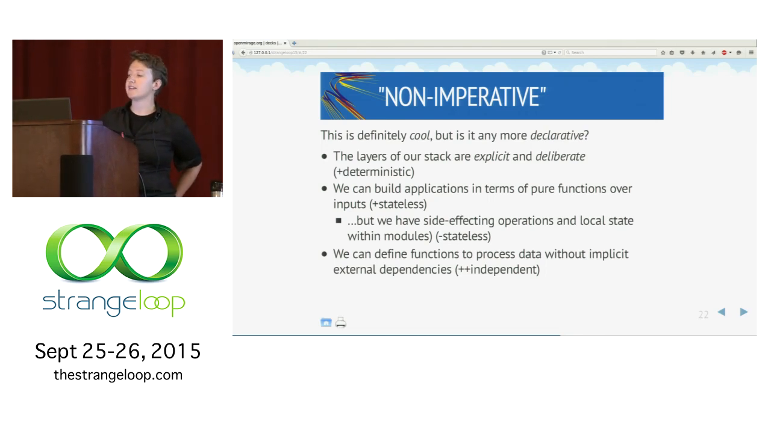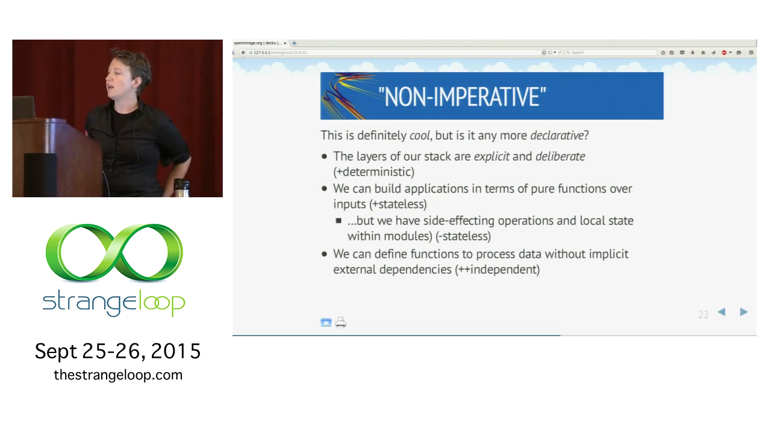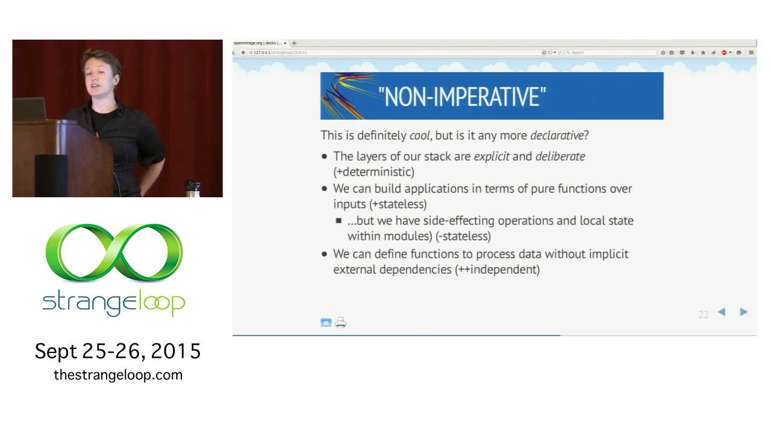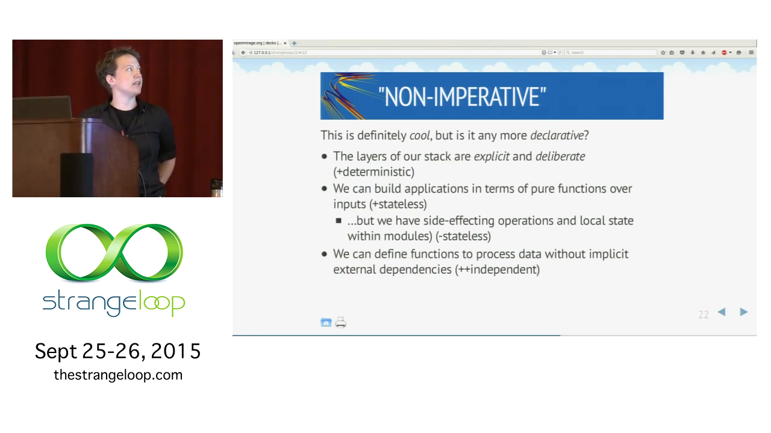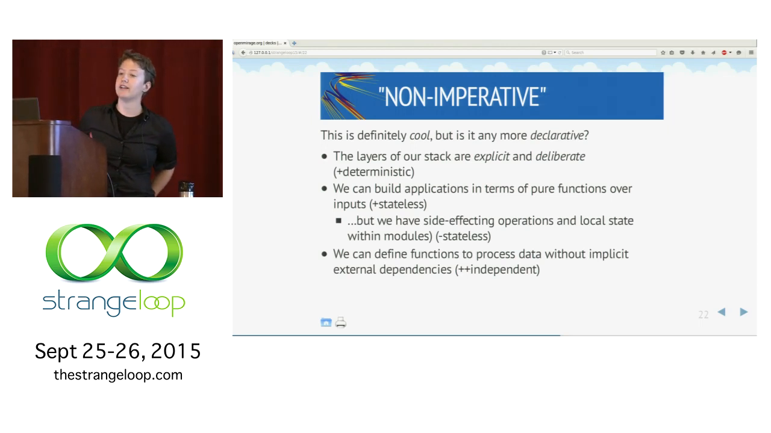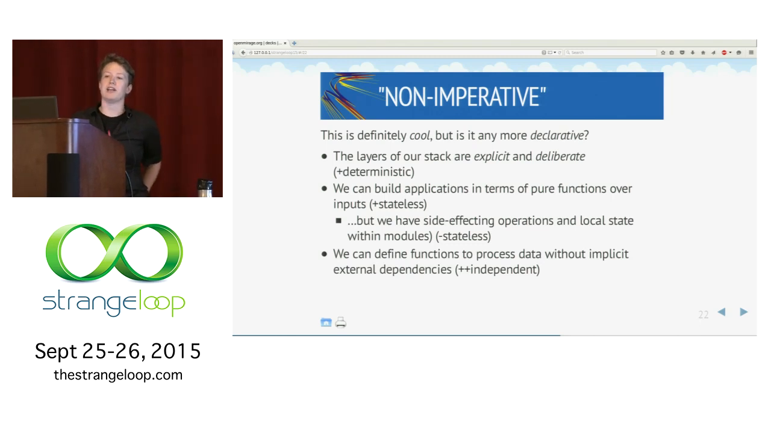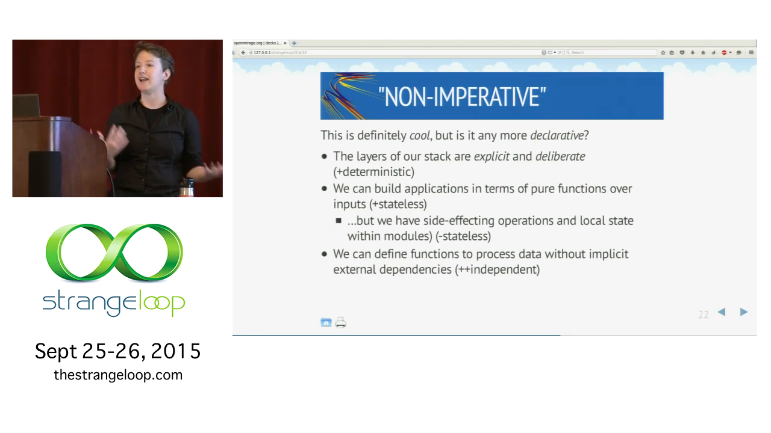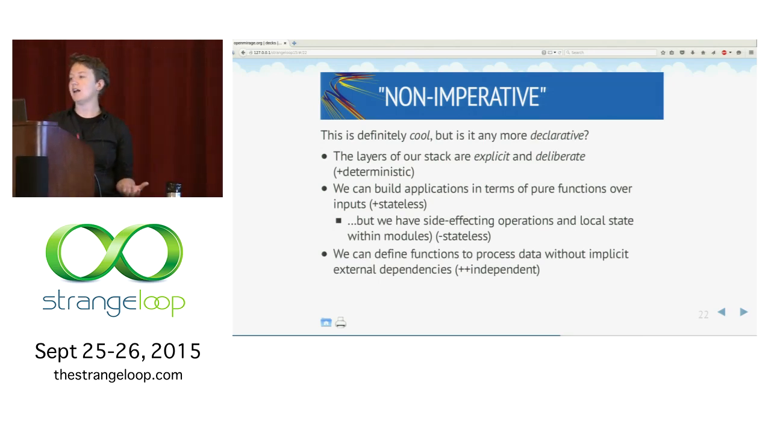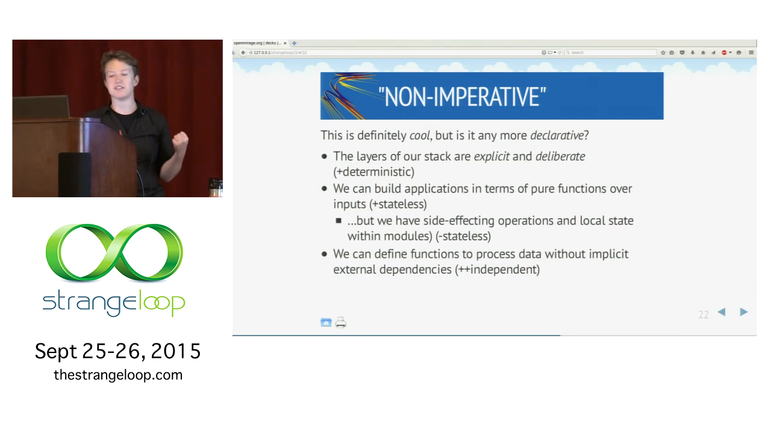The layers of our stack, as I said, are explicit and they're deliberate. Which seems to me to give us some major determinism points. We can build our applications in terms of pure functions over inputs, even if we have specific APIs that don't do that right now. We can build different APIs. We have the power. We can define functions to process this data without all of the implicit external dependencies of our things that were in proc. And to me, that seems like major plus independence points.